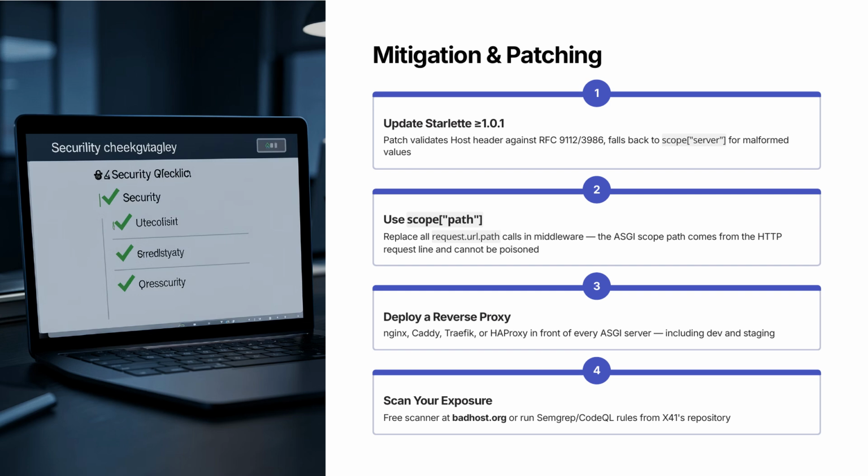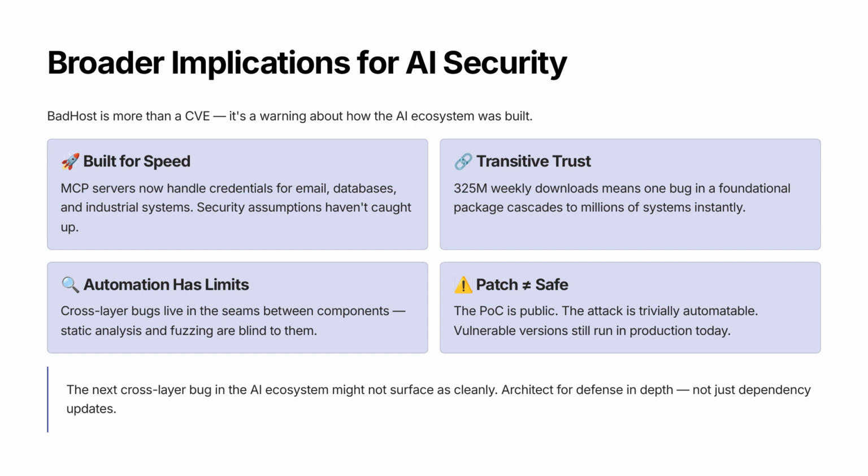And finally, scan for exposure. You can use the free scanner at badhost.org or run Semgrep or CodeQL rules from X41's repository to identify vulnerable patterns in your codebase. BadHost is bigger than a single vulnerability. It highlights a broader pattern in AI security. A lot of the ecosystem was built for speed. MCP servers are now trusted with access to email, databases, and even industrial systems, but the security model around them often hasn't matured at the same pace.